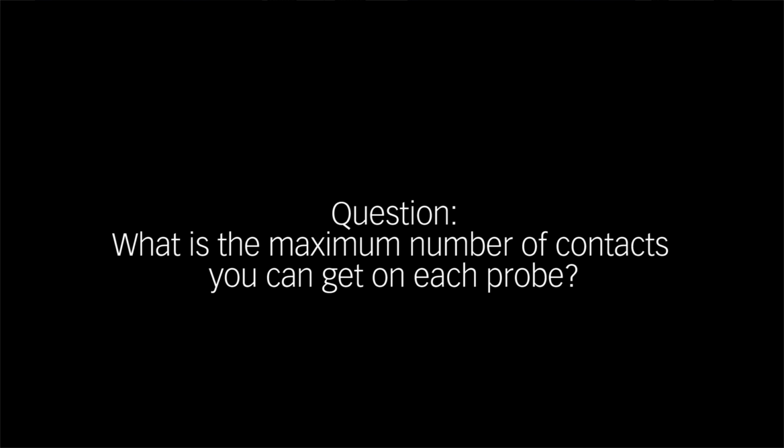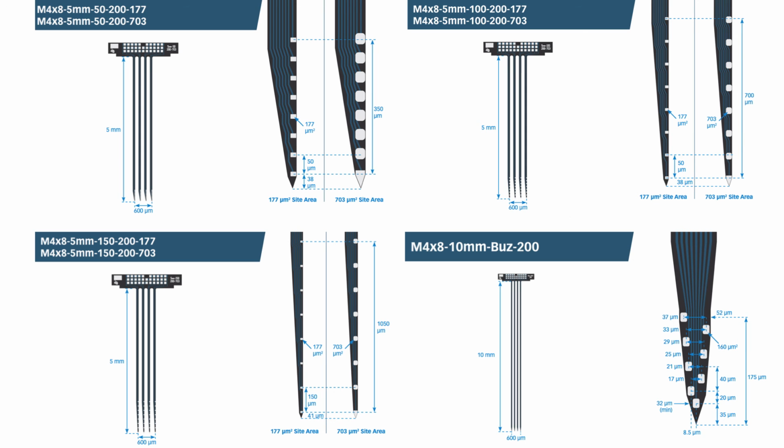What's the maximum contact you can get on each probe? Currently it's 32 per array, and that's a function of the cable coming off. That doesn't mean we couldn't extend that, but we haven't pursued that at this point.